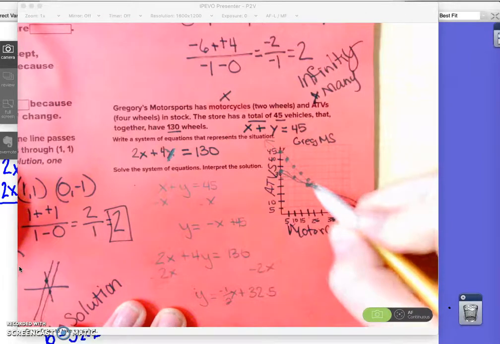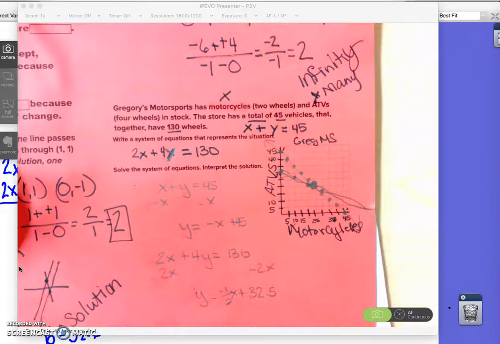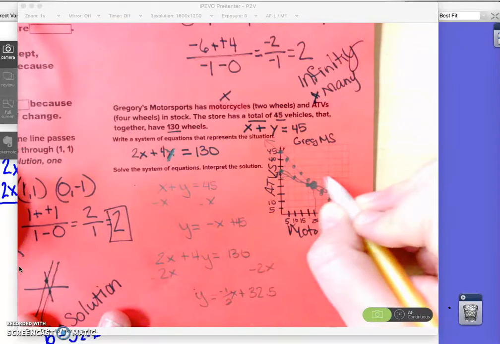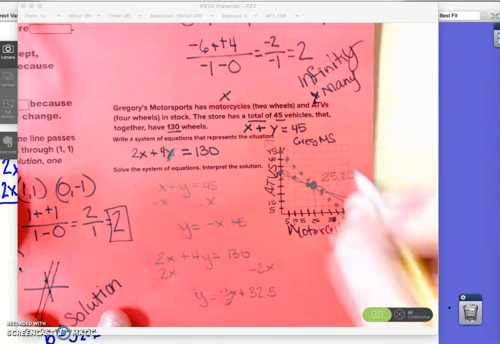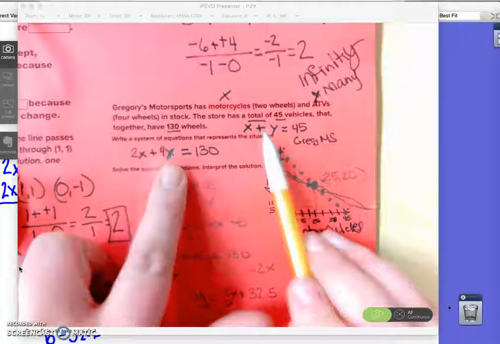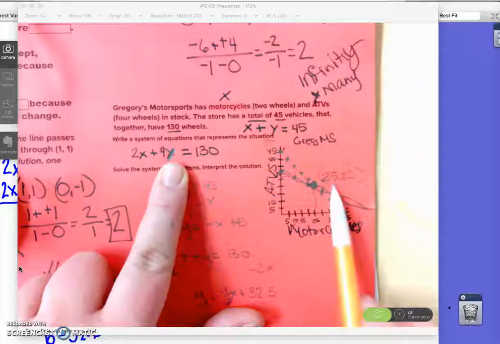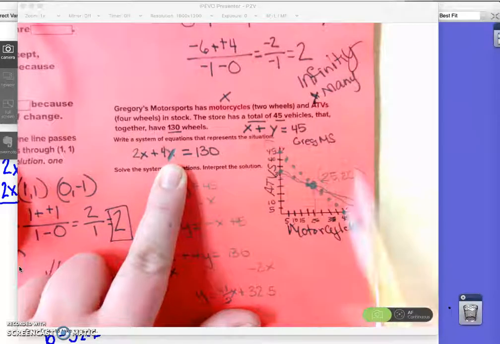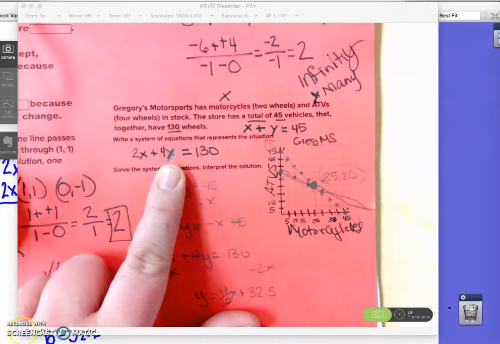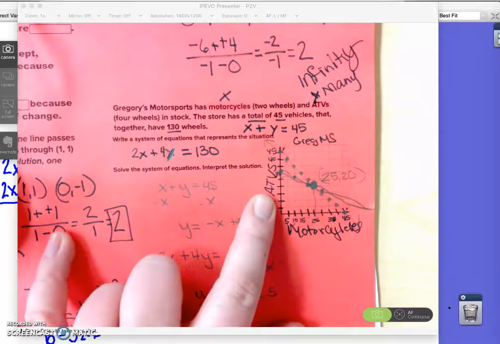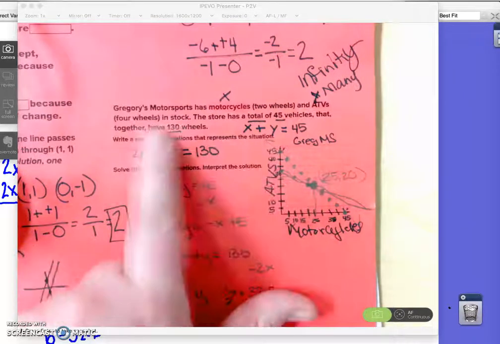this point right here where they intersect, and my graph is a little wonky, but they're going to intersect at this point, 25 and 20. That means that for these both to be true, I would have 25 motorcycles and 20 ATVs. And that's interpreting this graph here. 25 motorcycles, because that's my X, and 20 ATVs at this Gregory Motorsport.